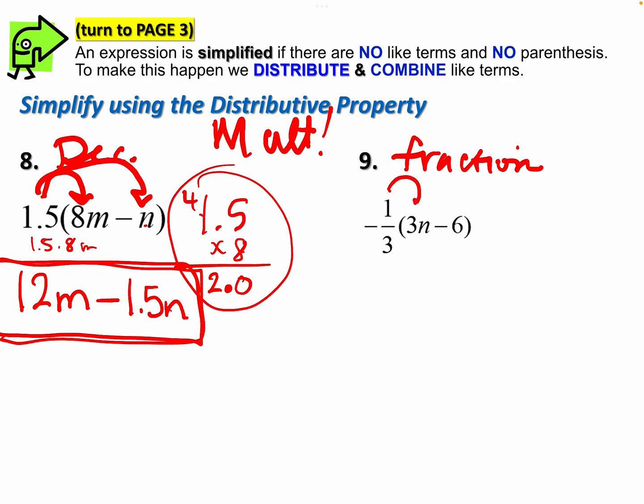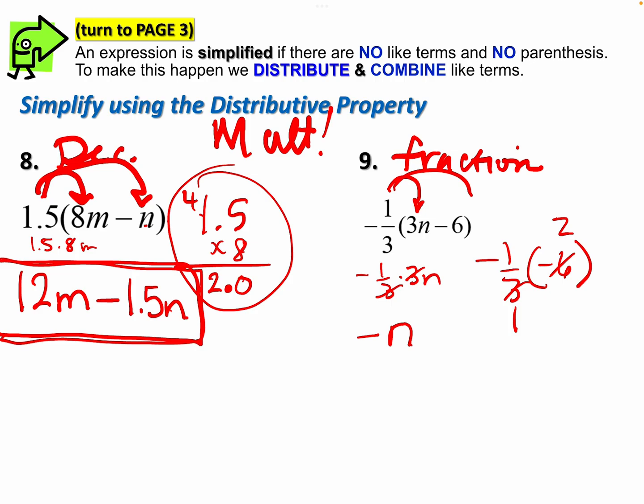When you're doing the fraction, you're going to be multiplying a fraction times whatever number's in there. So for this first part, you're going to have negative 1/3 times 3n. Negative 1/3 of 3 would give me negative n. And for the second part, you're going to have negative 1/3 times negative 6. So I'm going to cancel that to a 1 and that to a 2. And that's going to give me a negative times a negative is a positive. So I'm going to get negative n plus 2.